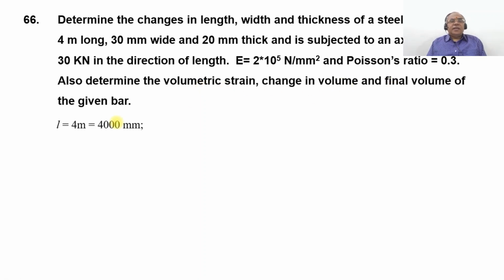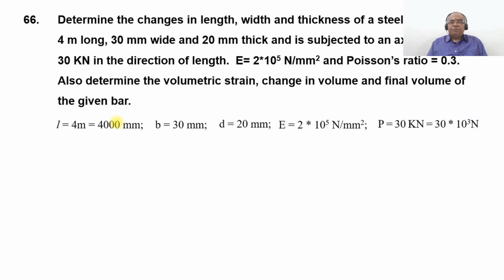So first we will take up the data. Length is 4 meters, 4000 mm. So B is 30 mm and D is 20 mm. And then Young's modulus is 2 into 10 to the power of 5 Newton per mm square. And then P is 30 kilonewton, which is 30 into 10 to the power of 3. So 1 by m, that is the Poisson's ratio, which is 0.3.